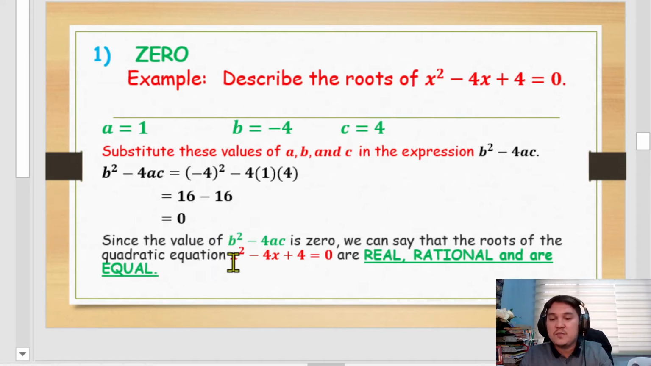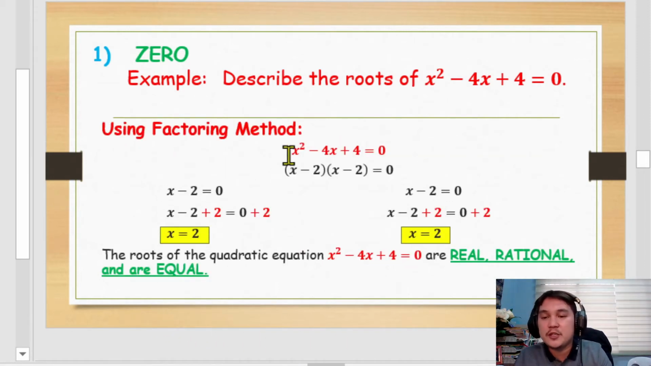Since the value of b squared minus 4ac is 0, we can say that the roots of the quadratic equation x squared minus 4x plus 4 is equal to 0 are real, rational, and are equal. Using the factoring method, we are going to look for the roots of the given equation. x squared minus 4x plus 4 is equal to 0.